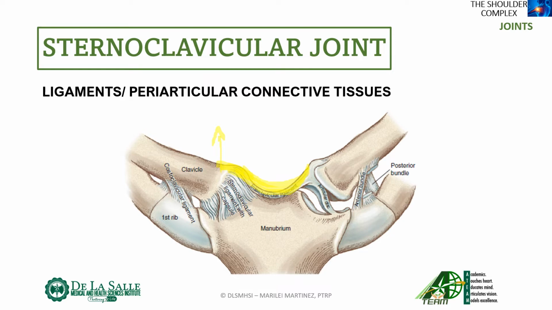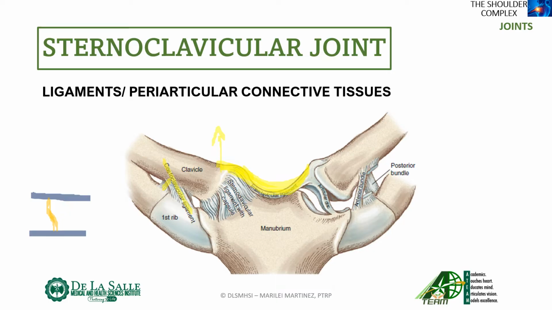Next, we have the costoclavicular ligament. So this is your costoclavicular ligament. It assists with stabilizing the joint through all motions except for downward movement of the clavicle, or depression of the clavicle. Why? For example, this is your costal cartilage, your first costal cartilage. This is your clavicle in normal position. Then this is your costoclavicular ligament, still slack, still not tightened because it is in the normal position.